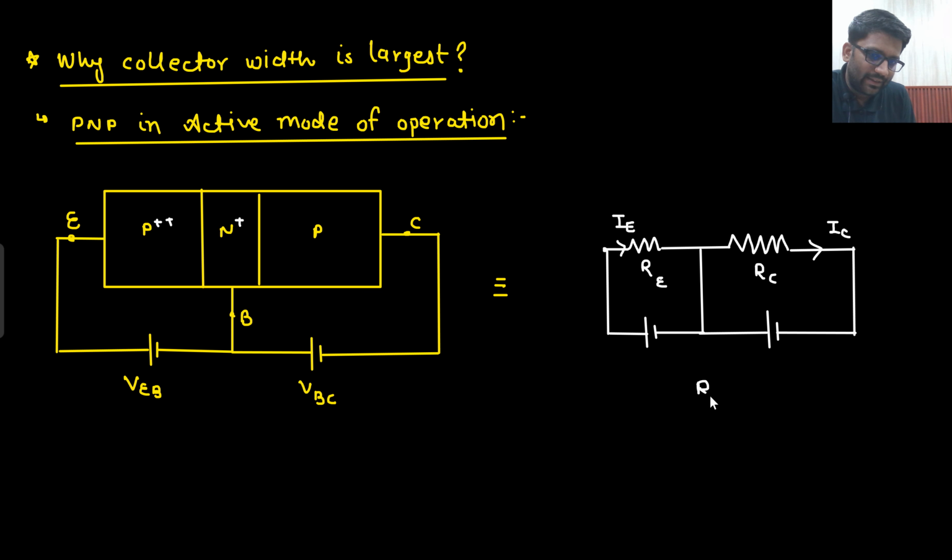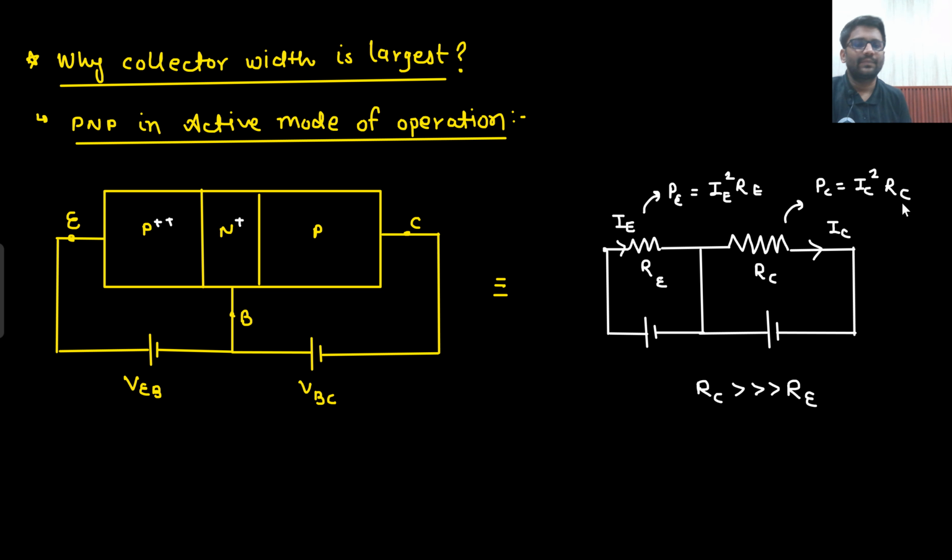So you know that at collector junction, the resistance would be much larger than emitter junction resistance. So what will be the power at the emitter junction? Power dissipated, that would be, sir, IE square RE. And what will be the power dissipated at the collector junction? So that would be IC square RC. Now what do you know? You know one thing, that IE and IC are nearly the same. IC is nearly equal to IE.